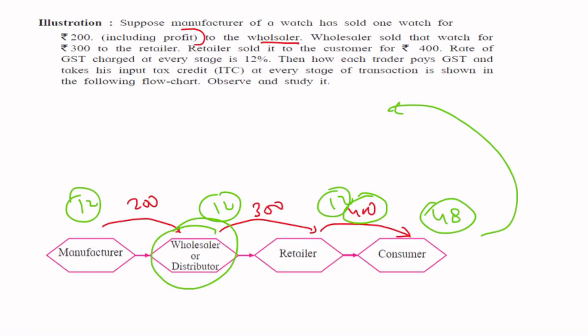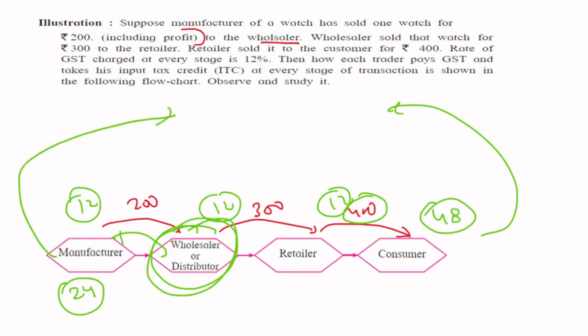So initially 200 rupees, so the wholesaler will pay 12% of 200 rupees, that will be how much? 24 rupees the wholesaler will pay to the manufacturer. But overall GST, how much? 48. But the wholesaler pays just 24 rupees. So this 24 goes directly to the regulatory body as GST, 24 rupees.